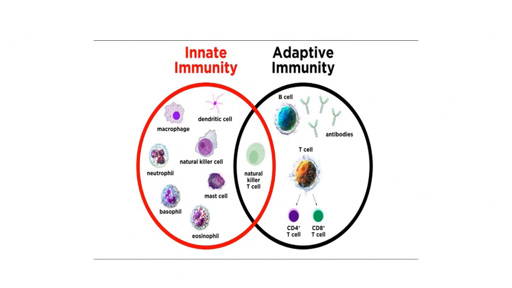We'll see what cells are involved in giving innate immunity. The macrophages, dendritic cells, neutrophils, natural killer cells, basophils, mast cells, and eosinophils are involved in giving an individual innate immunity. The B cells, which produce antibodies, and the T cells, which produce the CD4 plus T cells and the CD8 plus T cells, are responsible for giving an individual adaptive immunity. The natural killer cells play an important role: they become a bridge between innate immunity and adaptive immunity.